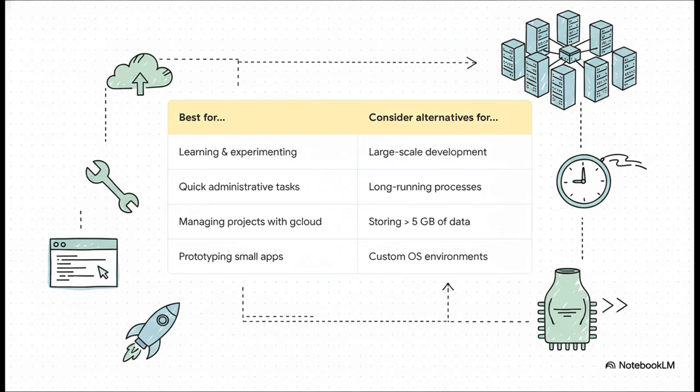This pretty much sums it up perfectly. Cloud Shell is an absolute game changer for learning GCP, for firing off quick admin tasks with the gcloud command, and for prototyping small apps. It's all about speed and convenience. But on the other hand, if you're working on a huge long-term project, or you need a process to run for hours on end, or you just need more than 5 gigs of storage, then yeah, you're going to want to stick with a local setup or spin up a full Compute Engine VM.